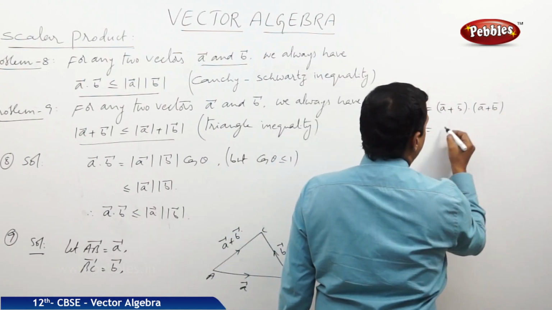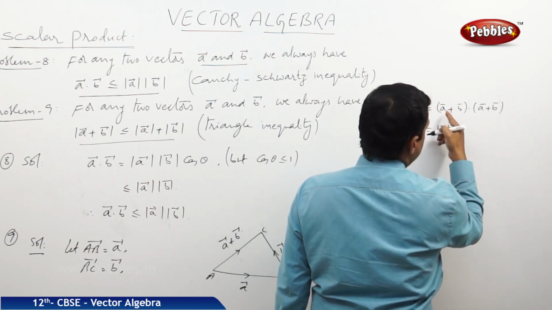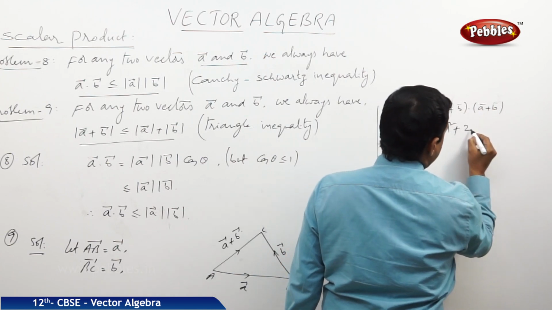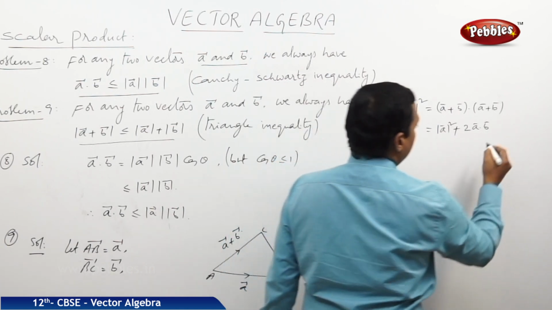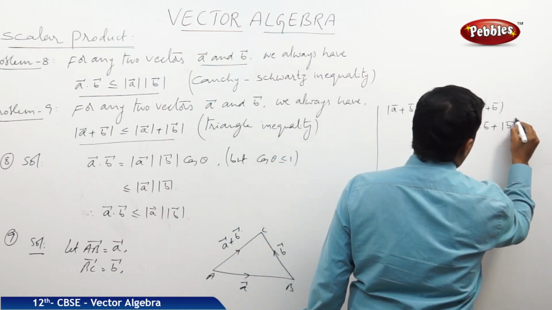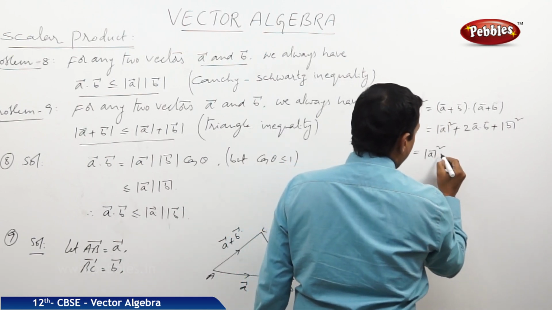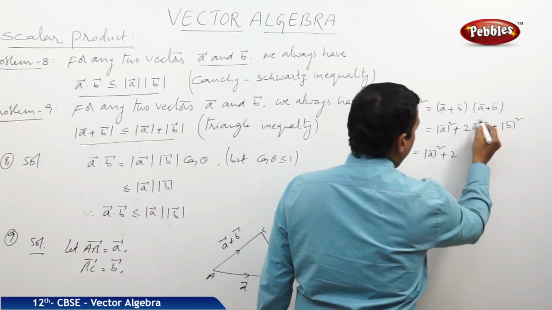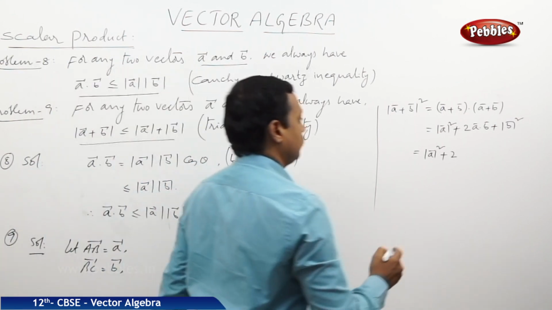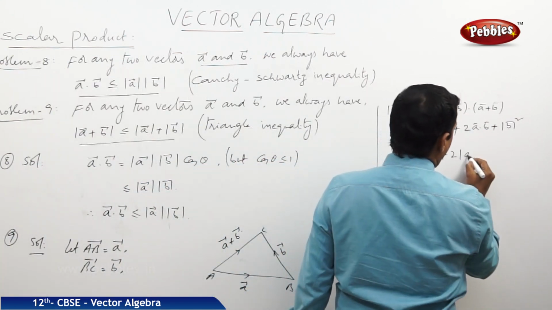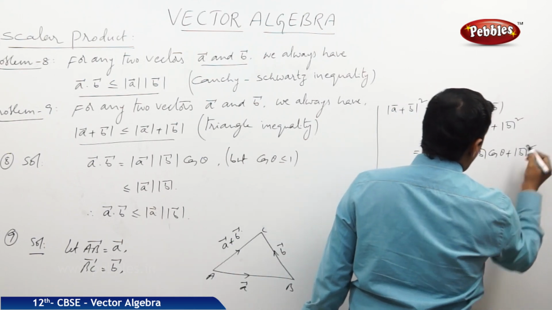Now, by the distributive property, it is mod a square, a dot a, plus a dot b plus b dot a, same as two times a dot b, plus b dot b, which is equal to mod b square. Now, this is modulus of a square plus 2 times a dot b, where a dot b is mod a mod b cos theta, plus mod b square.